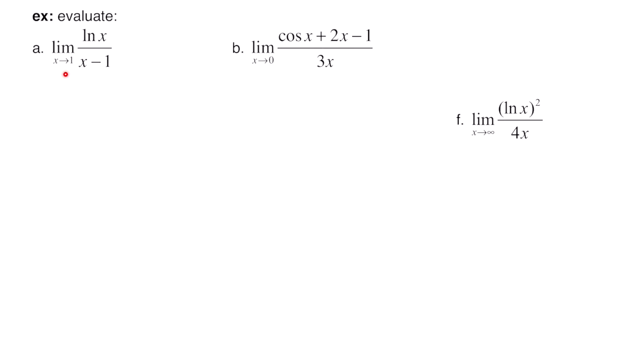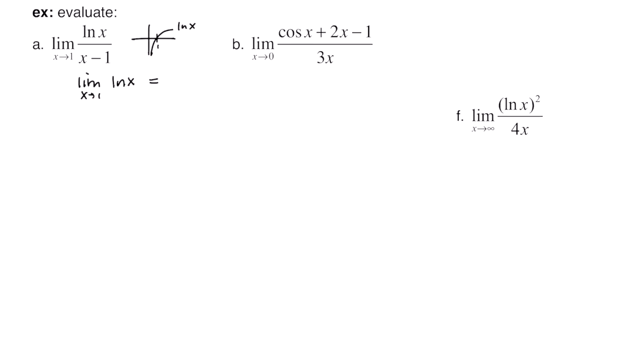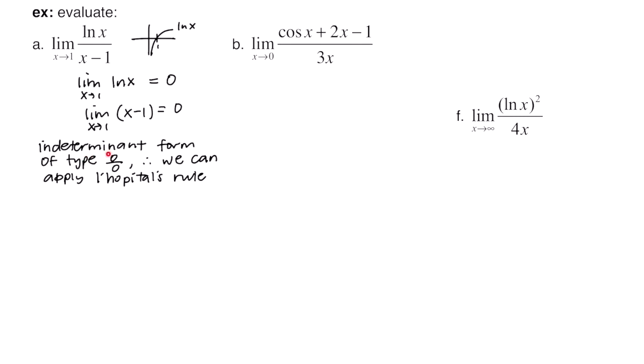Okay, so we're going to evaluate these limits using L'Hopital's rule. This first one says the limit as x goes to 1 of ln of x over x minus 1. We're going to check the limit of the numerator and the limit of the denominator. So here's your graph for natural log of x. When you take the limit of the numerator, you get 0. And when you take the limit of the denominator, you also get 0. So this limit is an indeterminate form of type 0 over 0. Therefore, we can apply L'Hopital's rule.